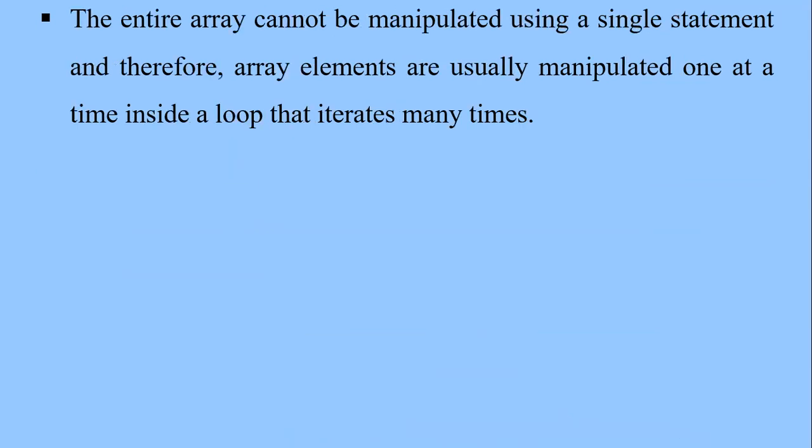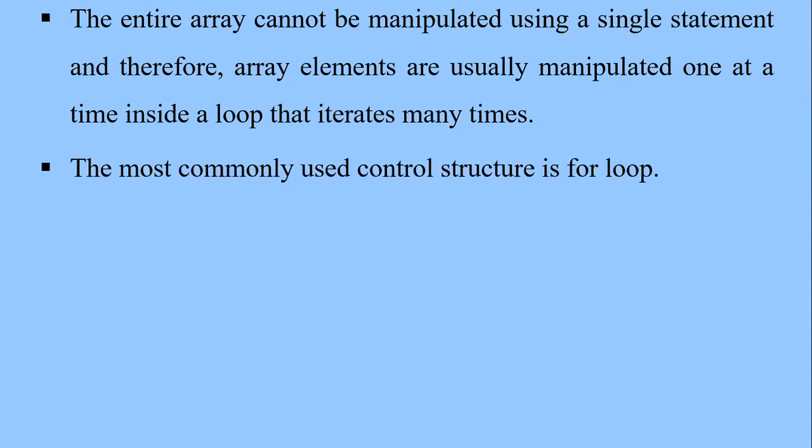The entire array cannot be manipulated using a single statement, and therefore, array elements are usually manipulated one at a time inside a loop that iterates many times. The most commonly used control structure to manipulate elements of an array is the for loop.